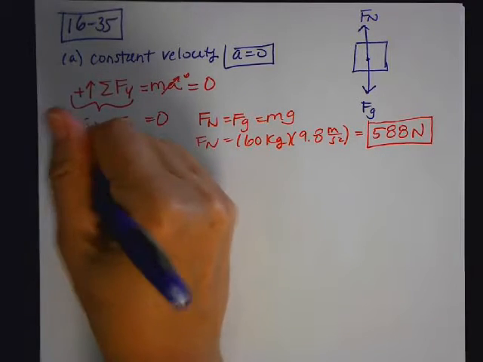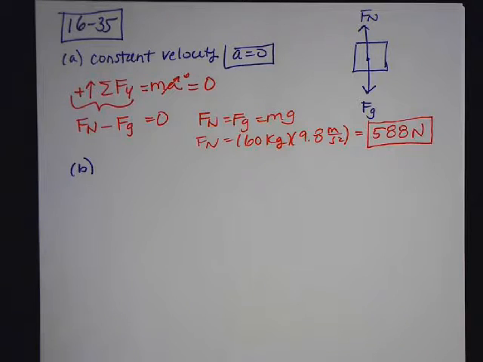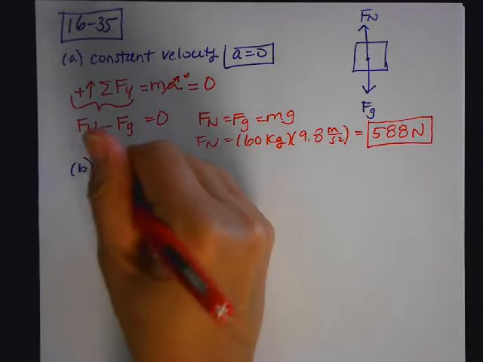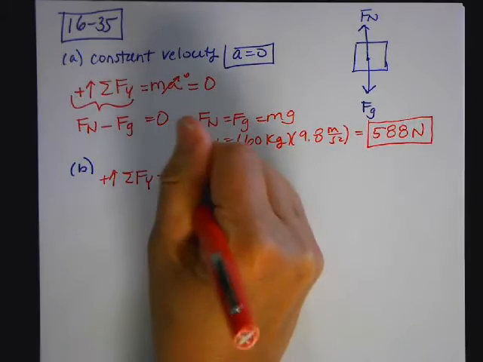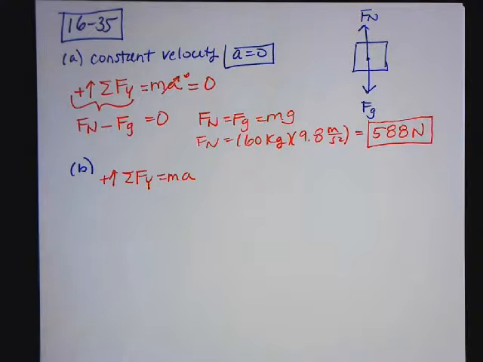All right, let's read part B. B says it's coming to a stop at the top floor with an acceleration. So because it's coming to a stop at the top floor, we know it's moving up. And because it's moving up, that means I'm going to make my sign convention up. So I'm going to say summation of Fy is equal to ma. This is not equal to 0. Now, because it's coming to a stop, that means my acceleration is going to be negative. But I'm not going to substitute that in yet.